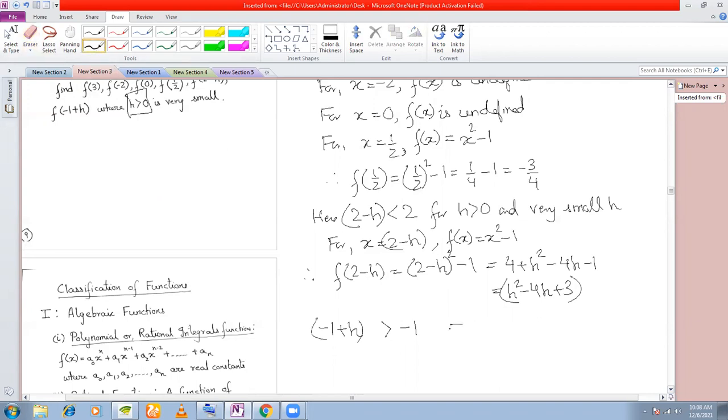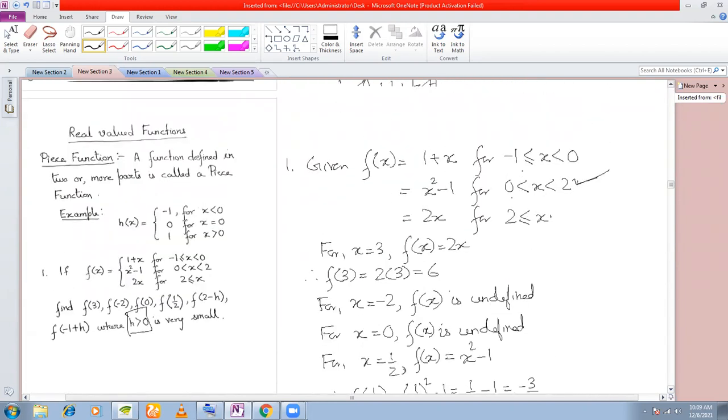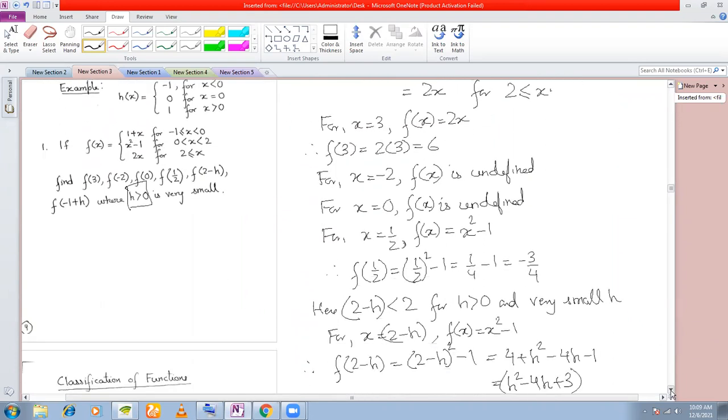That means you can write that minus 1 plus h must lie between 0 and minus 1, right? Because it is greater than minus 1. Now, what is the value of the function? If it lies between minus 1 and 0, this is the value that we are going to take for the function. f(x) is equal to 1 plus x.